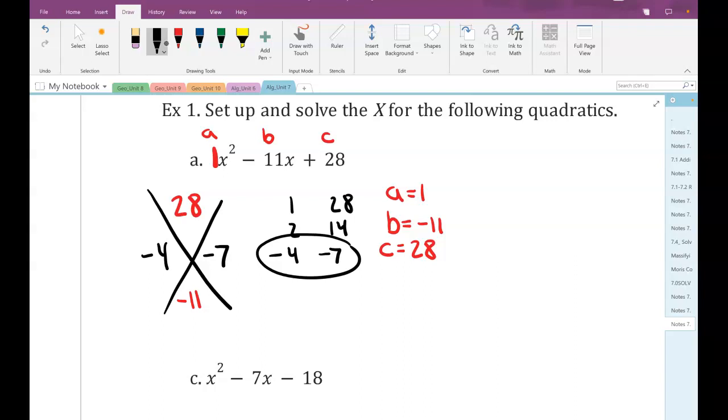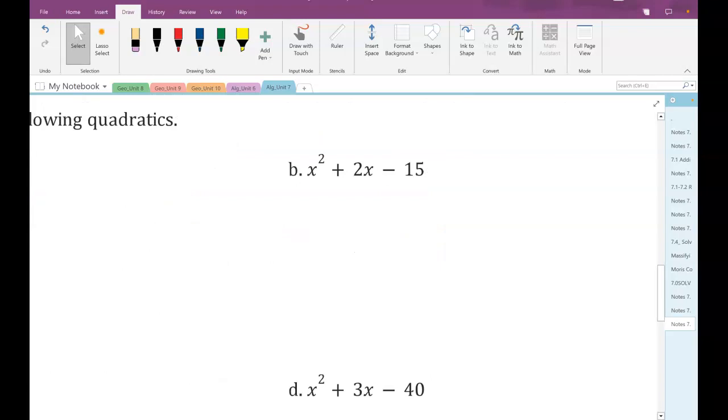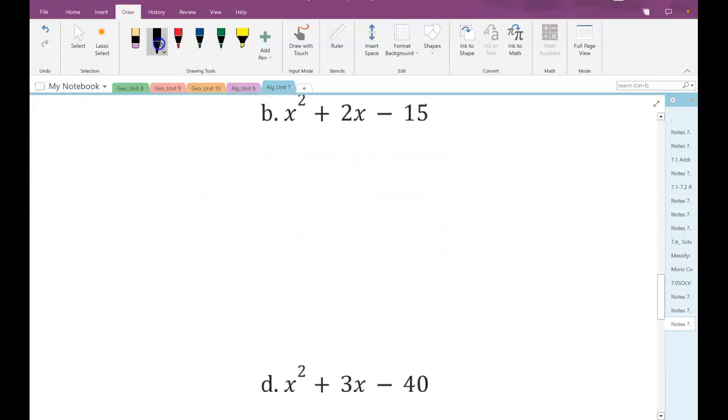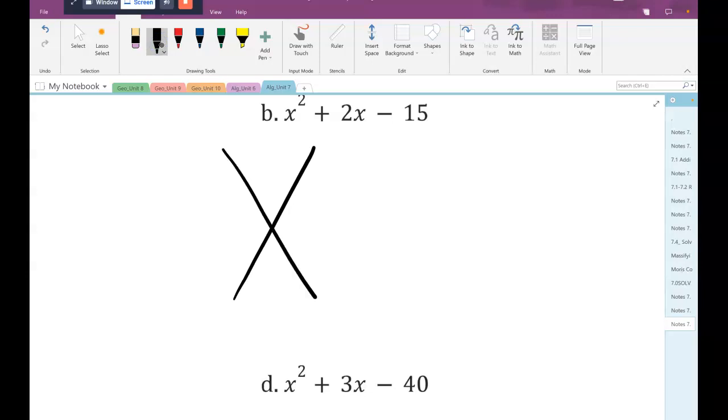All right, so next example, B. We're going to again do our X, so set it up. You can do it either way. You can list out your terms. A is equal to 1, so we have a 1 here. B is equal to 2. C is equal to negative 15. Then go ahead and try to at least put in your A times C and your B value.